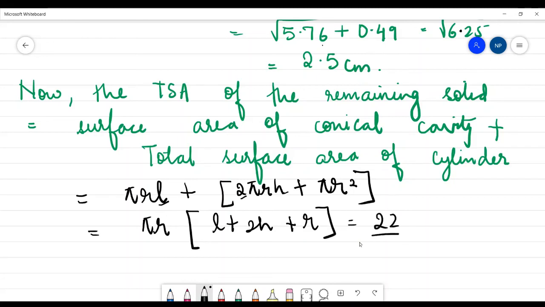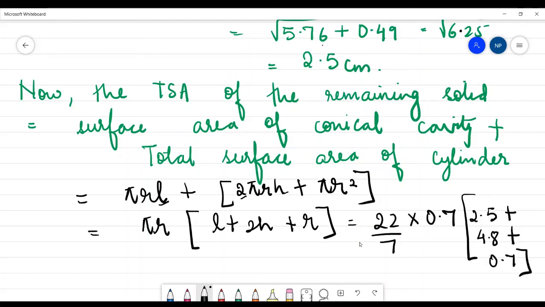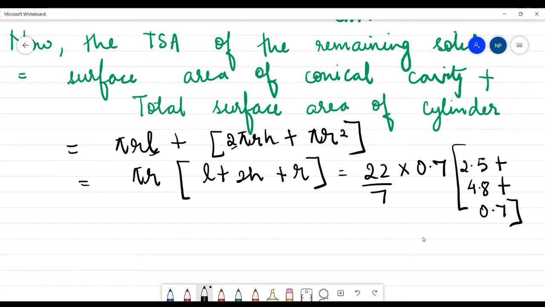So we have 22 by 7 into 0.7 multiplied by L. The length is given as 2.5 plus twice of h, that means twice of height, it will be 4.8, plus radius is given as 0.7. So after addition we get the answer as 17.6 centimeters square.